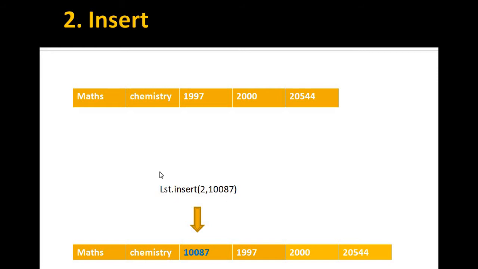So for example, if in the list method you passed 2 as the position where you want to insert 10,087, while the list earlier had maths, chemistry, 1997, 2000, 1544, and their positions are for maths 0, then 1, 2, 3, 4. That means you have called the insert function with position 2. So 10,087 should come before 1997 and after chemistry. That means 1997, 2000 and 20,544 should move one place ahead, and 10,087 is inserted at position 2, like this.